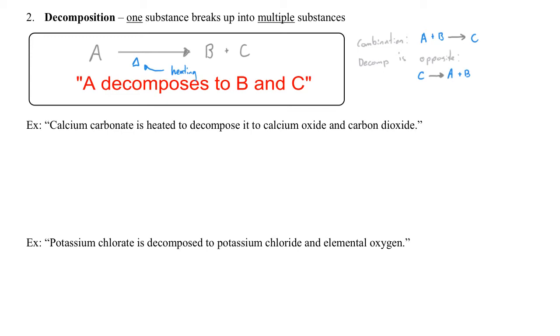So let's take a look here at the first example, which is calcium carbonate. It says calcium carbonate is heated to decompose it into calcium oxide and carbon dioxide. So we see that word there, to decompose. Decompose is telling us that's a decomposition reaction. And if we sort of break this up, we see the reactant side has calcium carbonate. The product side has 2 different things. It has calcium oxide and carbon dioxide.